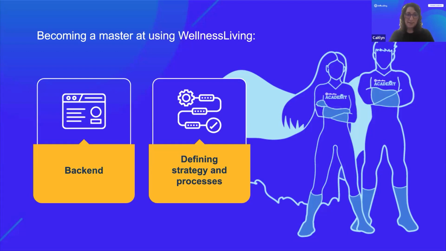You will need to put in the time to evaluate what you want to accomplish with the software and how you're going to do that. So that's going to include things like thinking about your pricing model, your staff roles, and of course, your business policies. Now, Wellness Living, the software, can't decide your business and operational strategy. Only you are going to be able to do that. But that's where the backend setup can help prompt you to think about how you want your business to run.